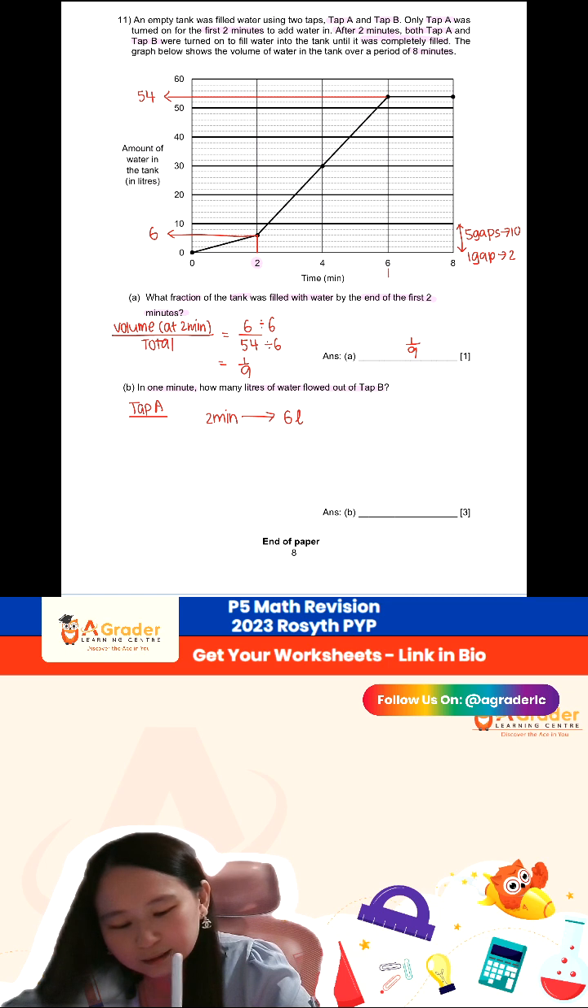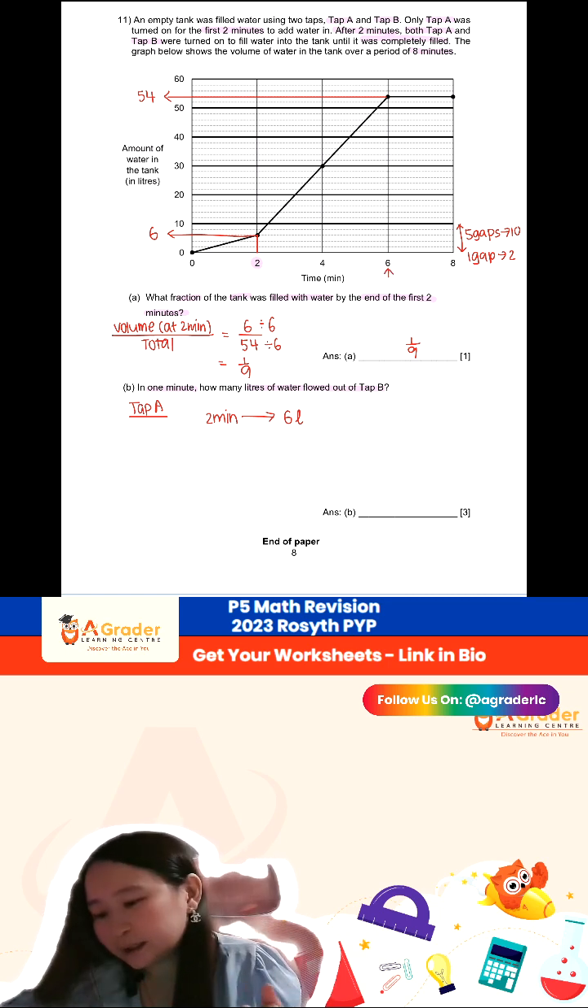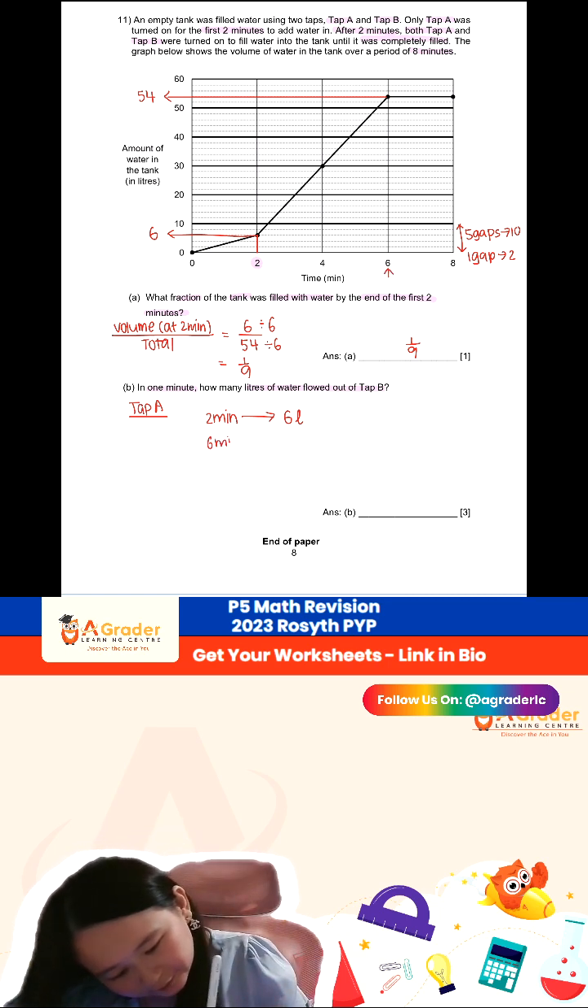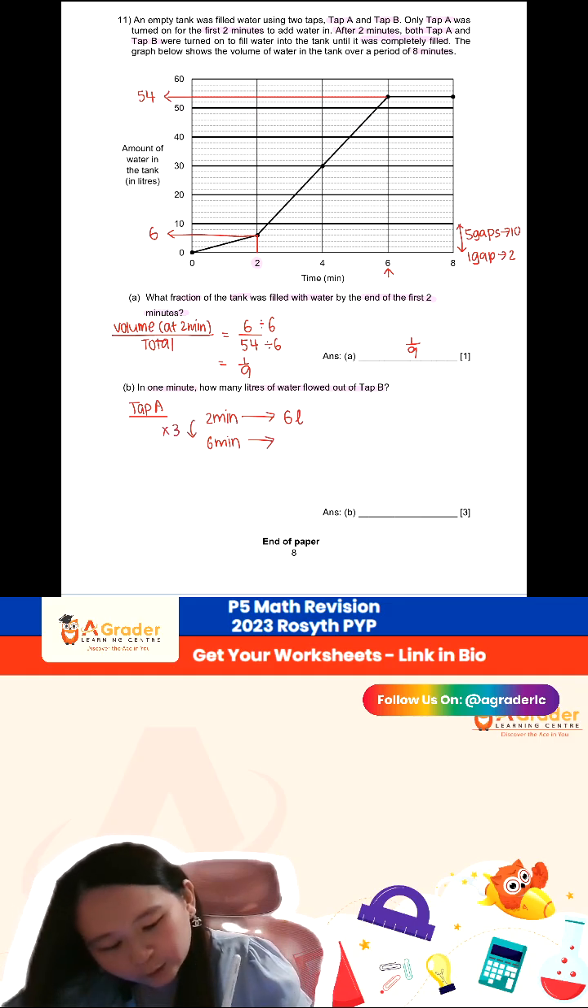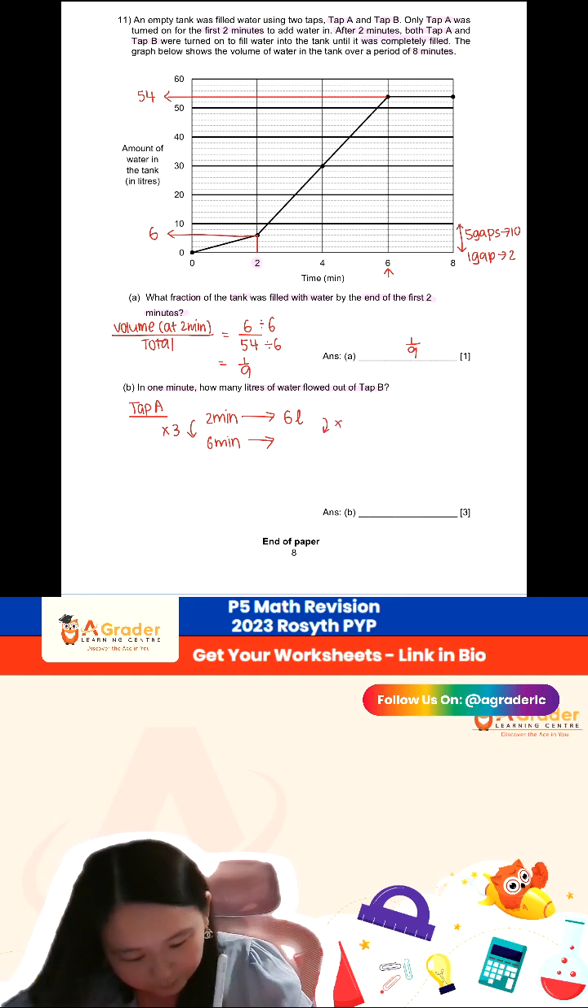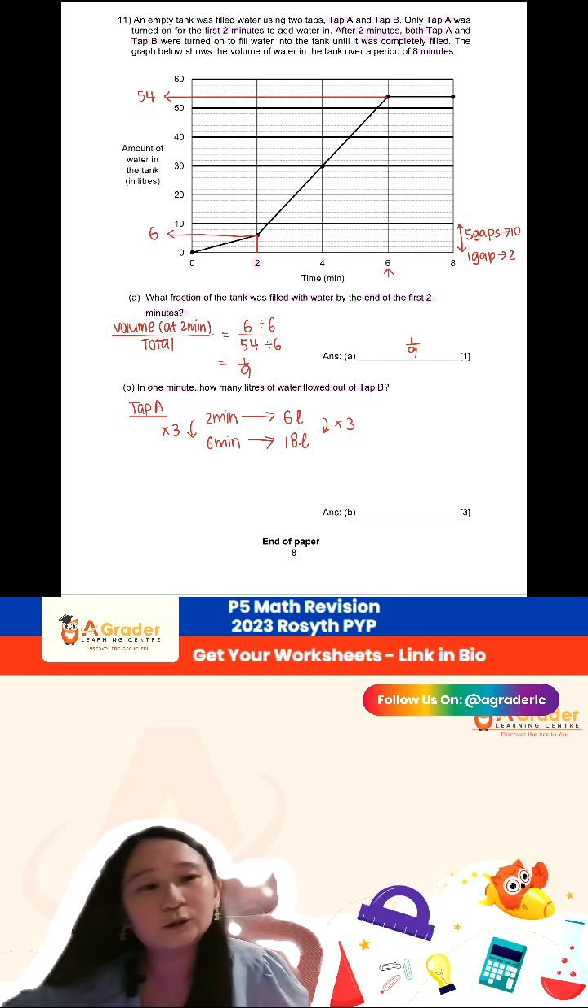Then we can see that the tank is full at the 6 minute mark. So we can find for 6 minutes how much water is contributed by tap A. We multiply by 3 on both sides. So 6 times 3, we get 18 liters. So 18 liters is contributed by tap A.